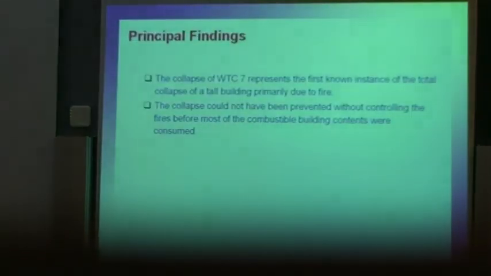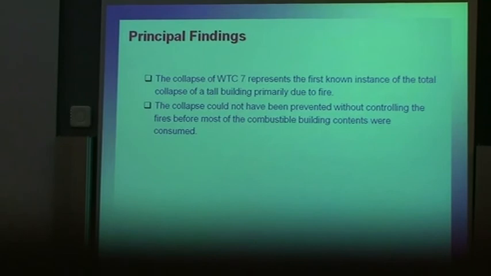Principal findings. Due to the unique characteristic features that were in the towers, the girders had no shear studs. The long span beams, 52 feet, that's very long by today's standards, and the asymmetric floor planning around column 79, around that girder north of column 79, resulted in the demise of this building. And that represented the first known instance of total collapse of a tall building primarily due to fire.